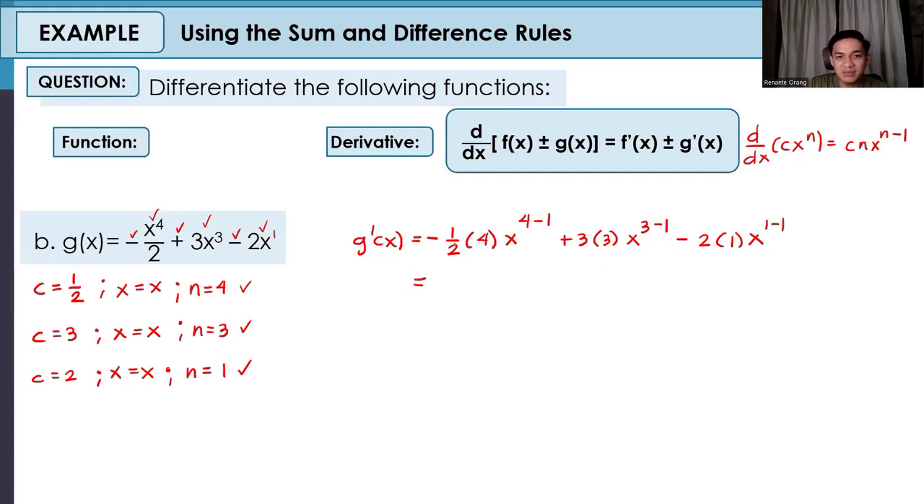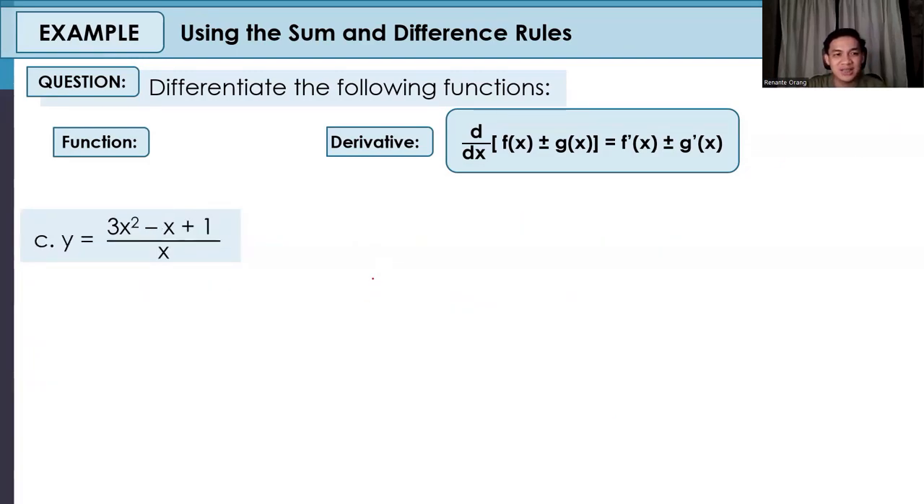Simplify na lang po natin. Negative 1/2 times 4 is negative 2. Pwede mo ding i-calculator. X raised to 4 minus 1 is 3. Plus 3 times 3 is 9. Then x raised to the power of 3 minus 1 is 2. And then negative 2, x raised to 1 minus 1 is 0. X raised to 0 is 1. Ibig sabihin, cancel out lang yan. Negative 2. And this will be our final answer, which is the derivative of the function g of x.